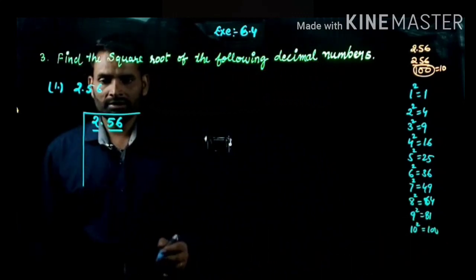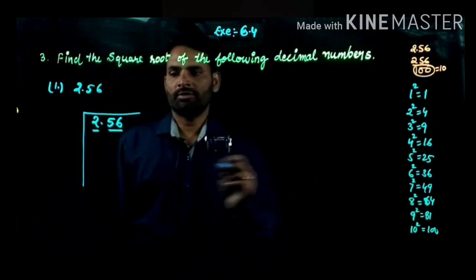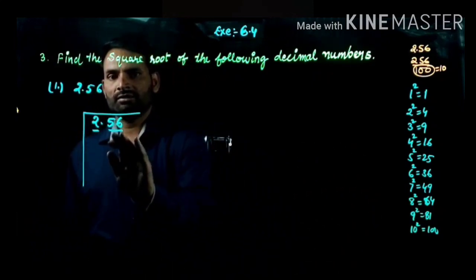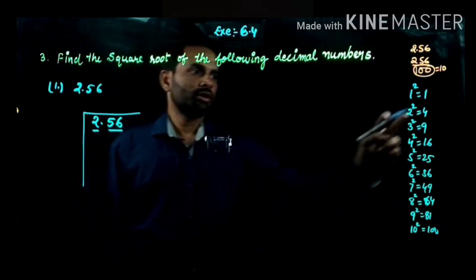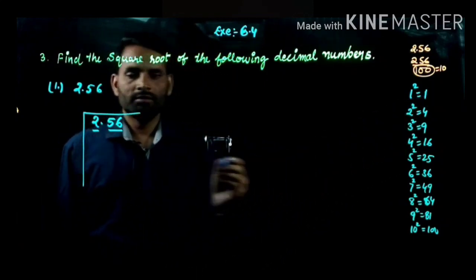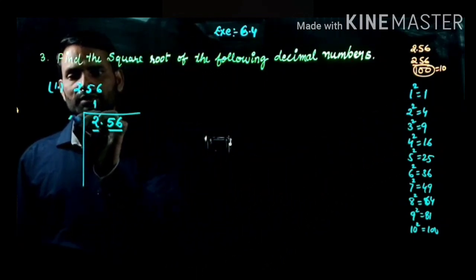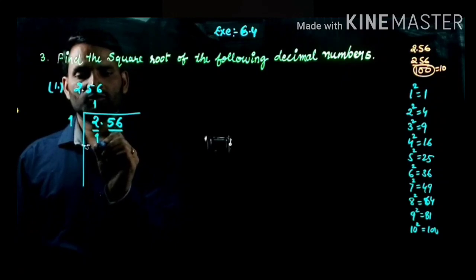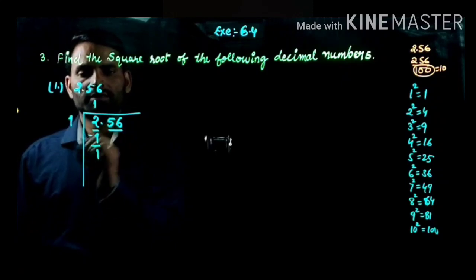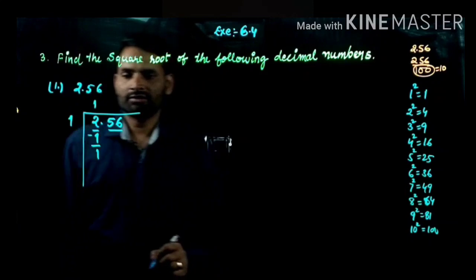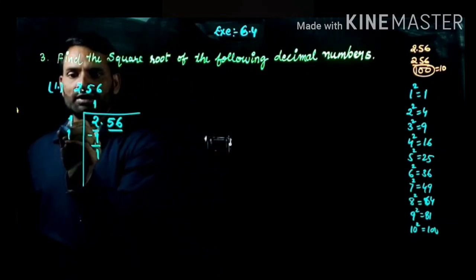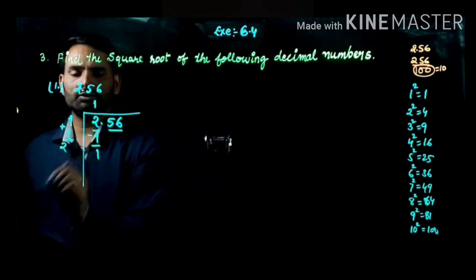Okay, according to the table, the first step is to make a pair. 56 is the first pair, a pair of two digits, and 2 will come to 1, that 1 is 1. Okay, 2 subtract 1 is equal to 1, and that 1 is added to make 2.